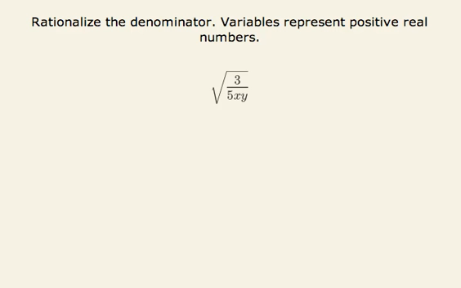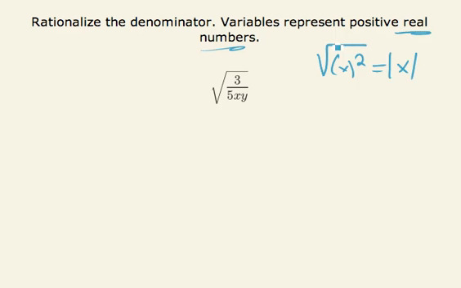Rationalize the denominator. Variables represent positive real numbers. This positive real numbers bit that they're telling us is important for us to think about for at least half a moment. The reason why we're writing this down is because in general, when I have a square root of something, let's call it x squared, this square root and that squared don't quite cancel. They leave us with an absolute value of x.